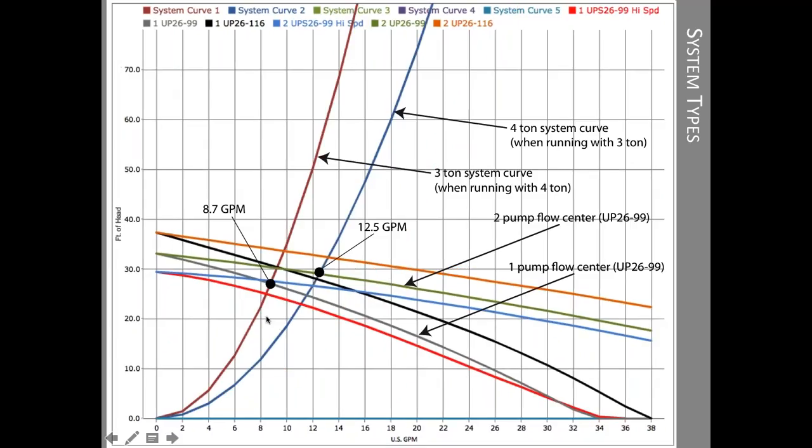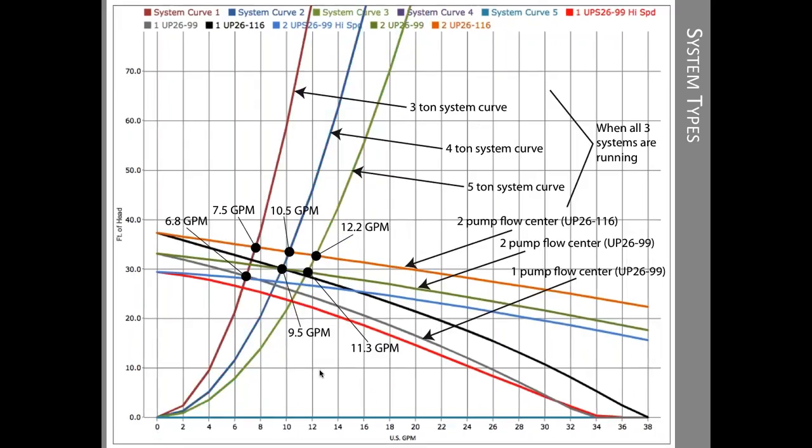Now let's start to look at some different combinations. I now have a 3-ton system running, that's the red curve, and a 4-ton system, that's the blue curve. So with my rule of thumb pump selections, I can get about 8.7 gallons per minute for the 3-ton. It needs somewhere between 7 and 9, so I'm in fine shape. On the 4-ton, my 2-pump selection gives me 12.5, and I need 12, so again, I'm in fine shape if the 3 and the 4-ton unit are running.